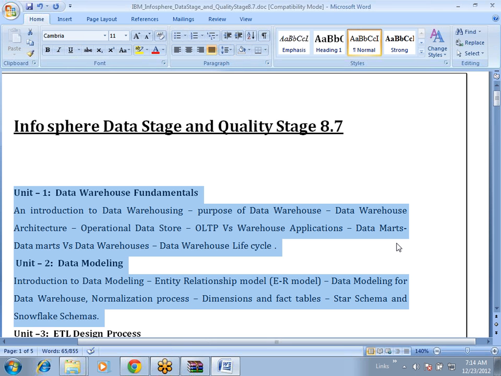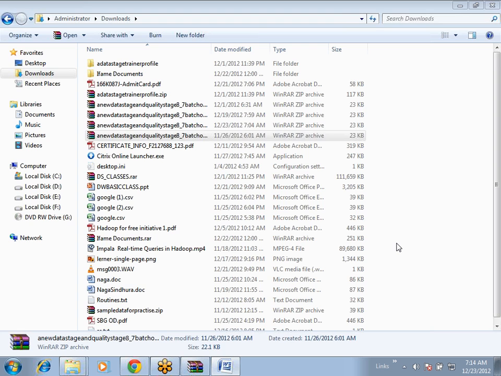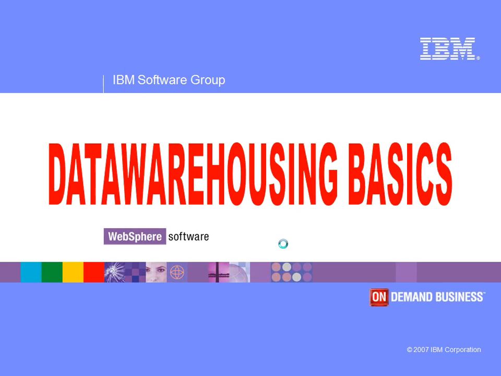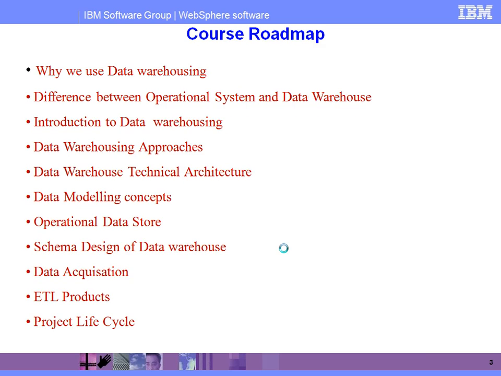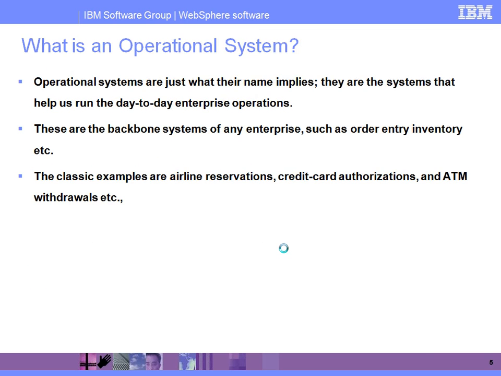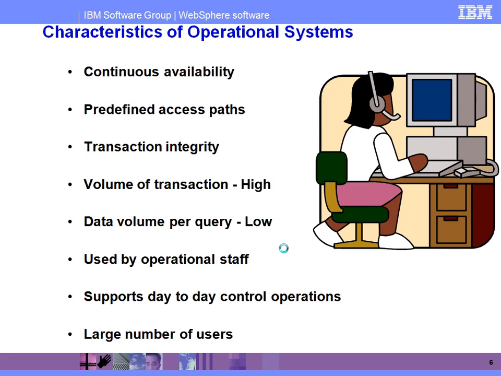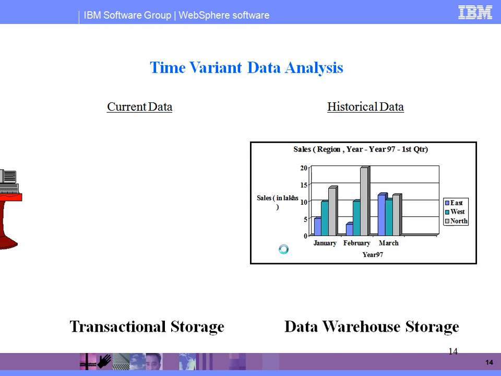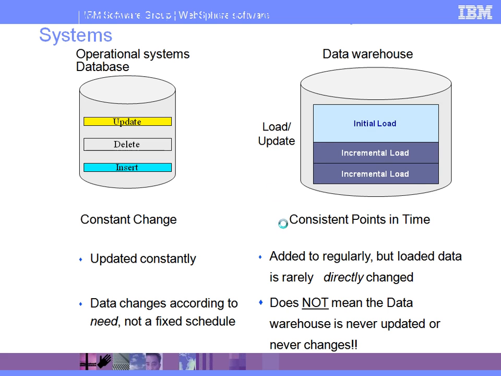Whenever we are discussing these fundamental concepts in any batch, we will use some PPTs related to data warehousing, which explain the fundamentals: what is a warehouse, what is the purpose of a data warehouse, why we need a data warehouse, what is the meaning of an operational system, and what are the characteristics of an operational system. All the differences as well as data warehouse definitions we will discuss.